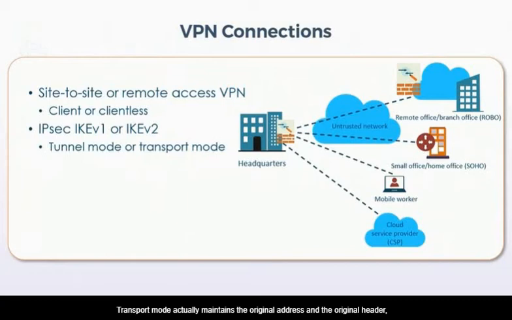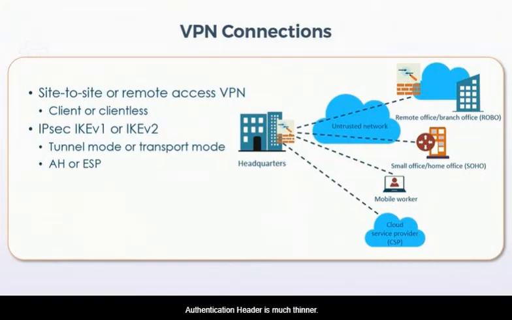Transport mode actually maintains the original address and the original header. So you could use transport mode, for example, to set up a VPN using OpenVPN between two laptops over the internet. The two main protocols of IPsec are authentication header and encapsulating security payload, AH and ESP. ESP gives you all the services. It gives you confidentiality, it gives you origin authentication, and it gives you integrity mechanisms using a SHA-1 or SHA-2 HMAC and some type of AES for confidentiality.